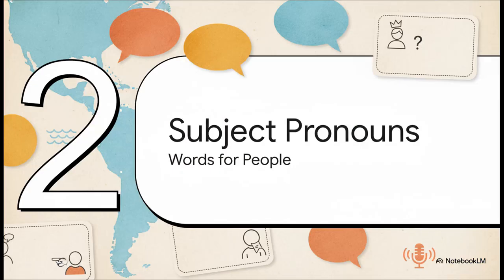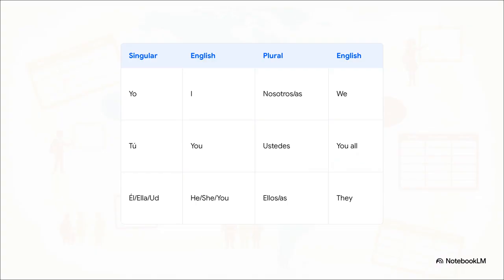Moving on to Section 2, subject pronouns in Spanish, words for people. All right, it's time to take those English concepts and actually learn their Spanish equivalents. Get ready to practice out loud with me. Let's see how this builds up your vocabulary. We've got singular pronouns for one person and plural ones for groups. I want you to echo these right after me, okay?